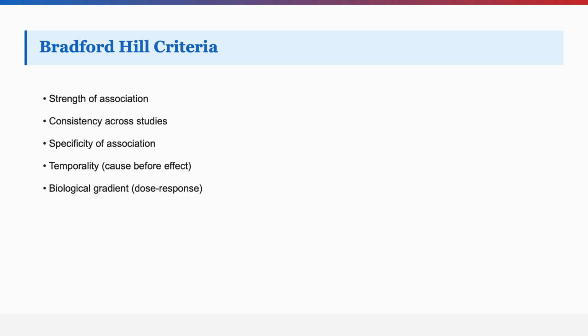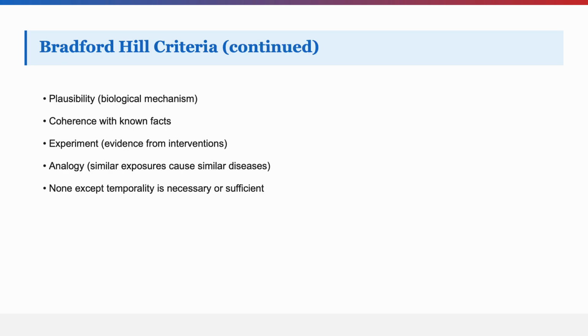Temporality: does exposure precede disease? This is the only criterion that's absolutely required. Cause must come before effect. Biological gradient: is there a dose-response relationship? More exposure, more disease. This supports causation but may not exist for threshold effects. Continuing with Bradford Hill's criteria.